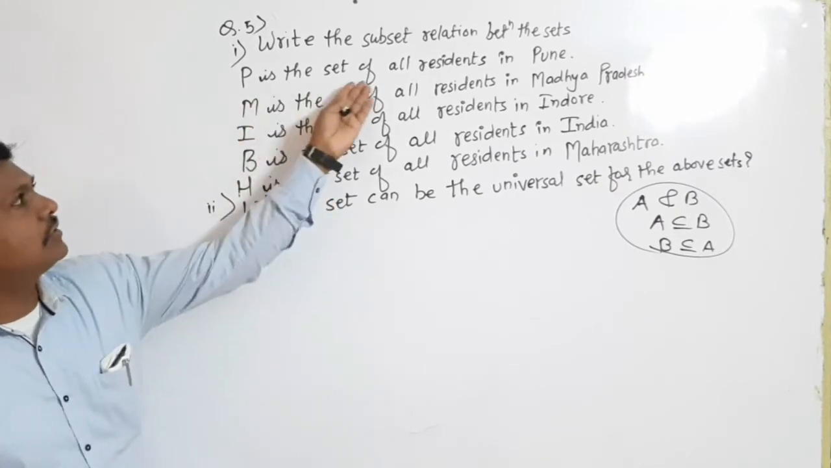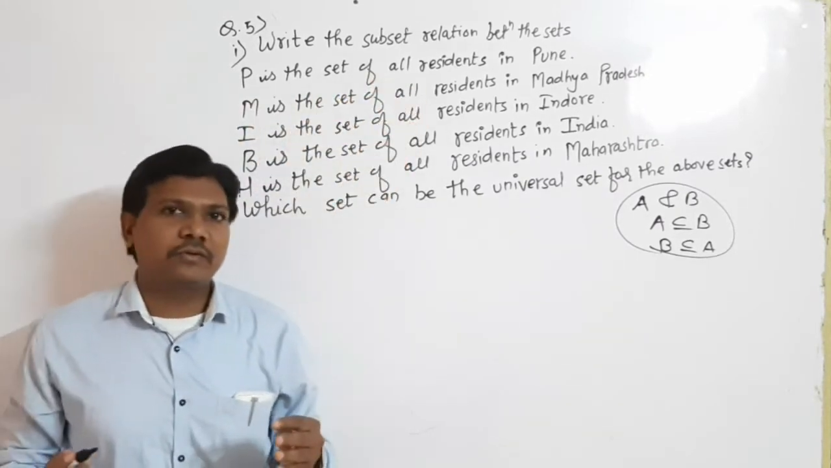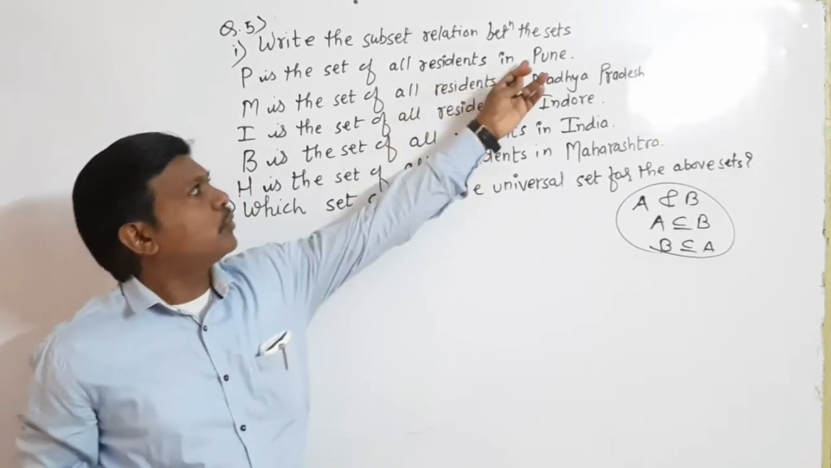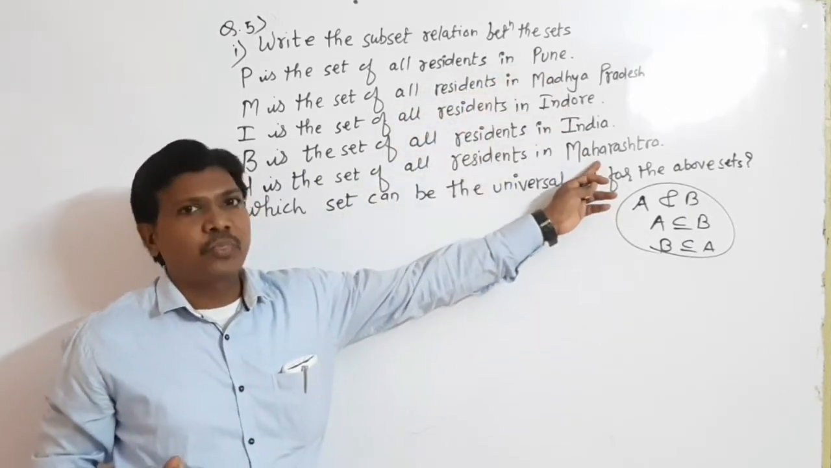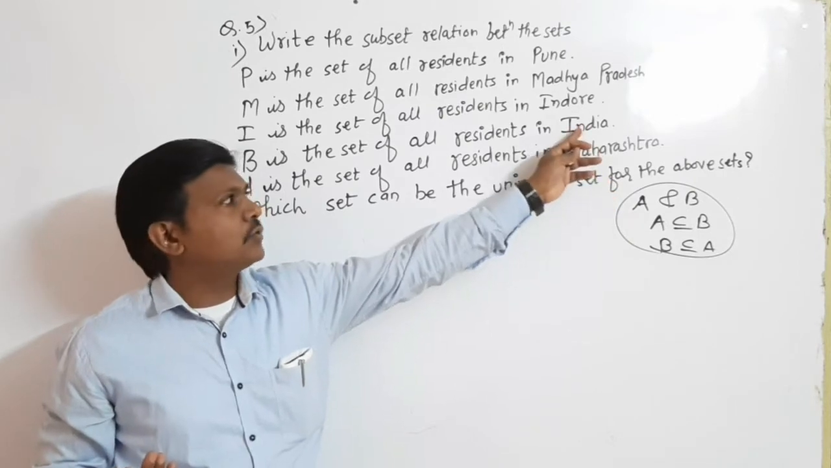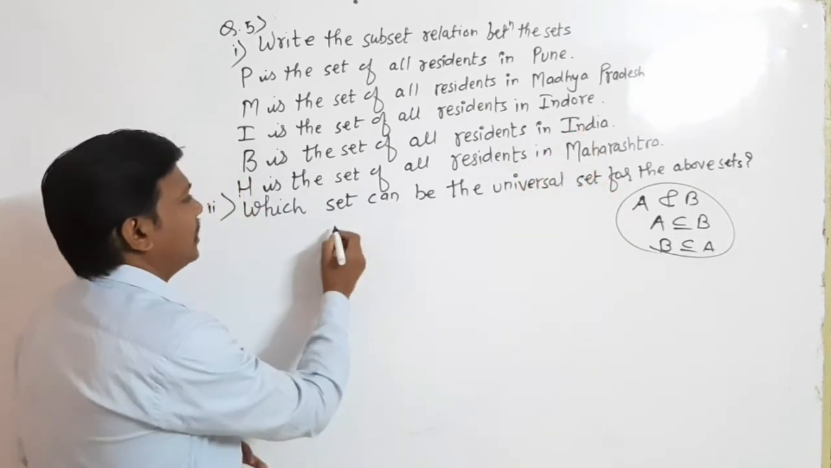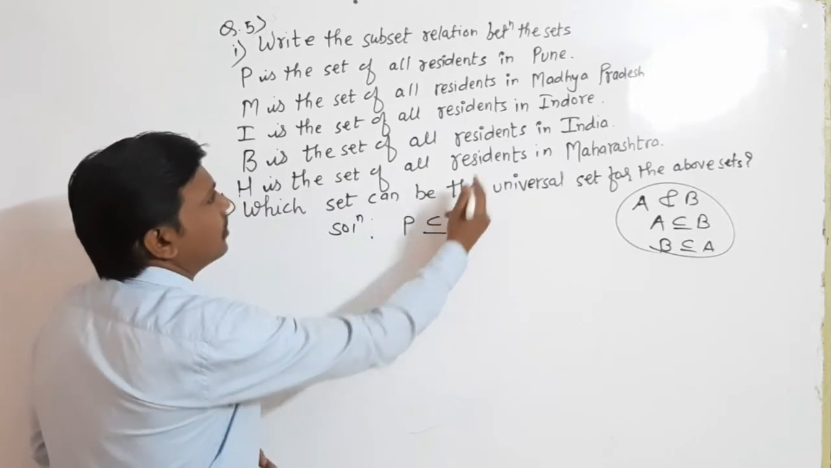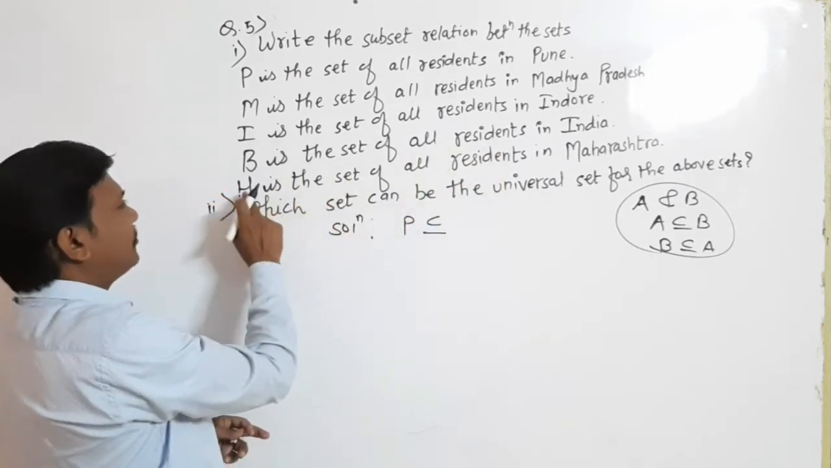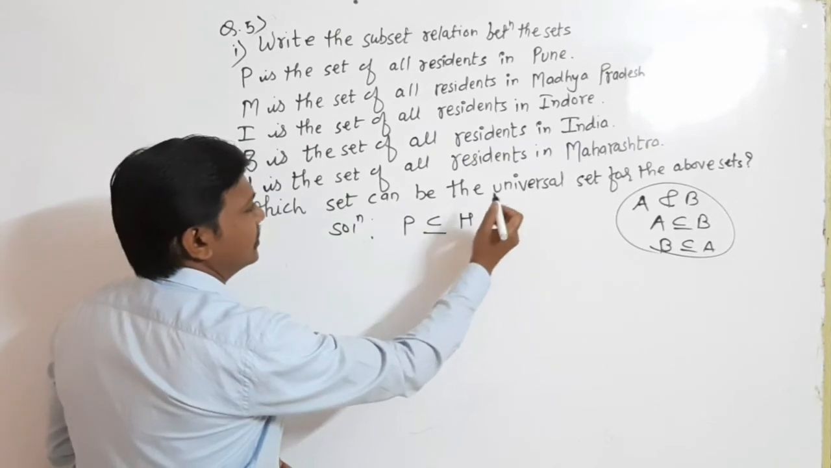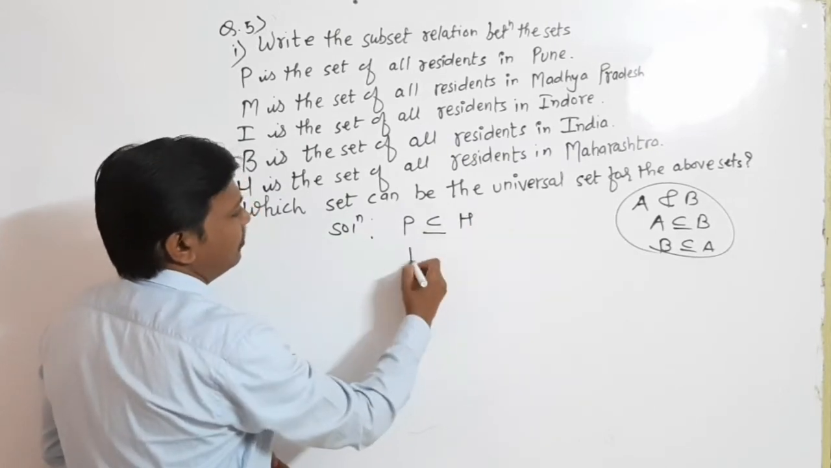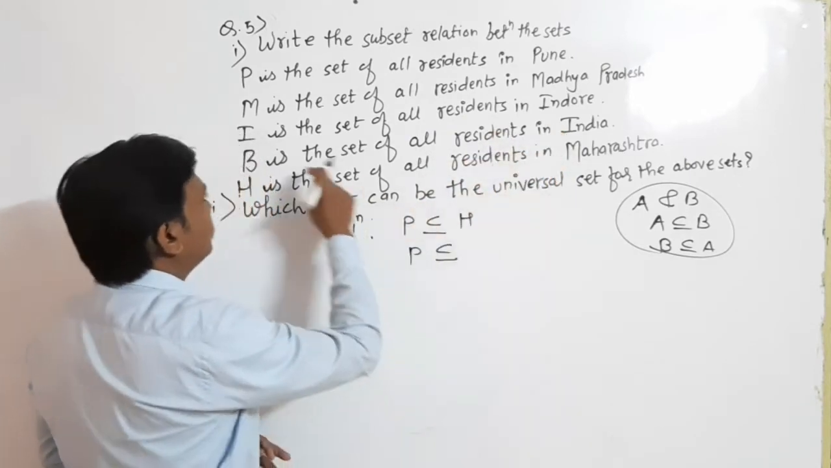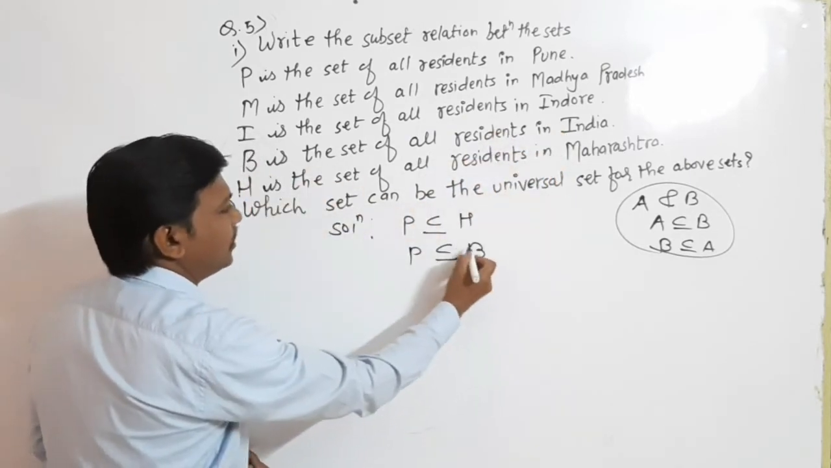So P, that is the set of all residents, means Nivasi, in Pune. So this Pune is related to Maharashtra and also in India. So we write answer here. P is subset of Maharashtra, that is H, and P is also related to India, so it is a subset of B.